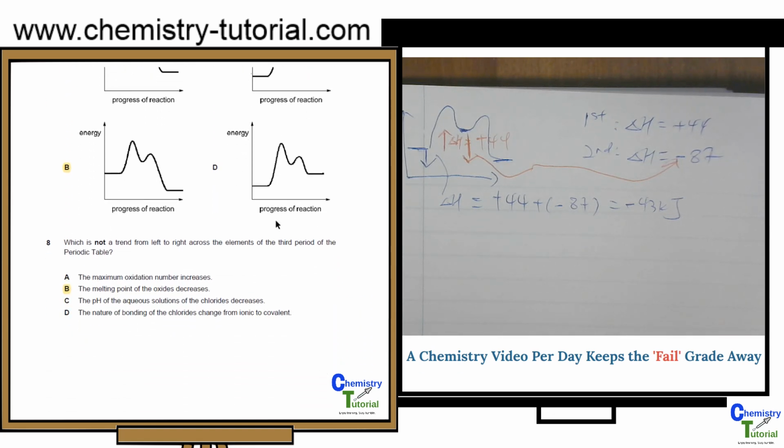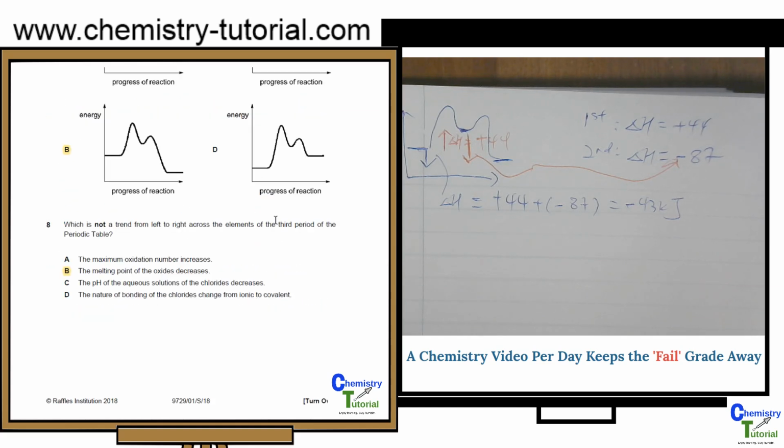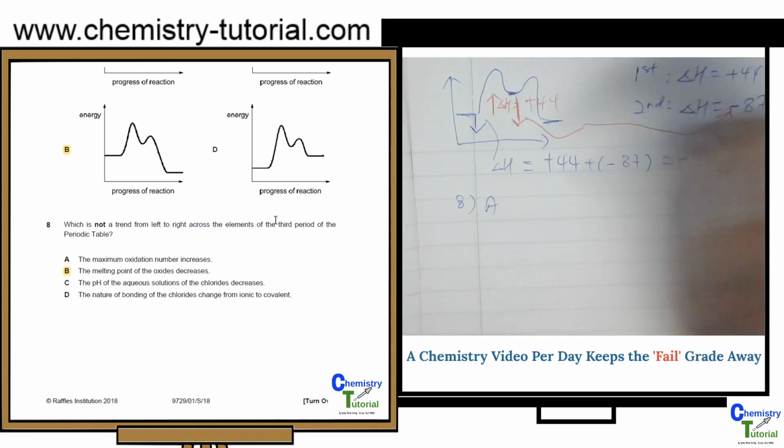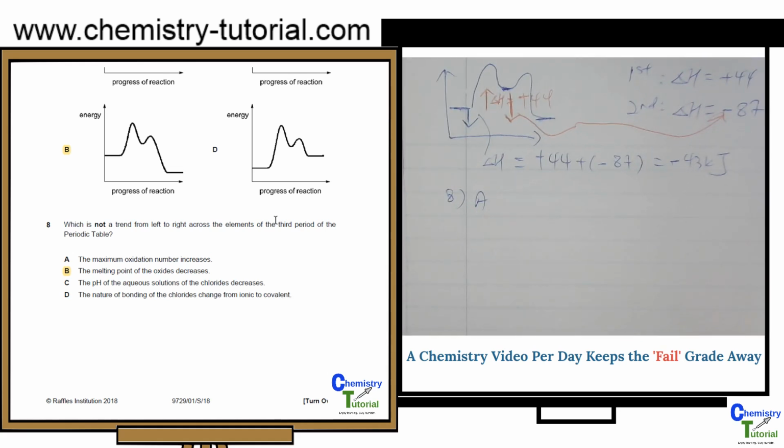Now let's look at question 8, which is not a trend from left to right across the elements of the third period of the periodic table. Option A is definitely correct. So let me see. Let's consider option A first. Option A is a trend.